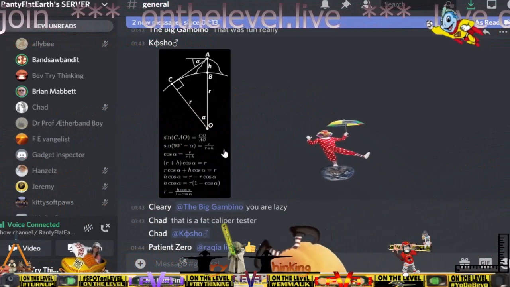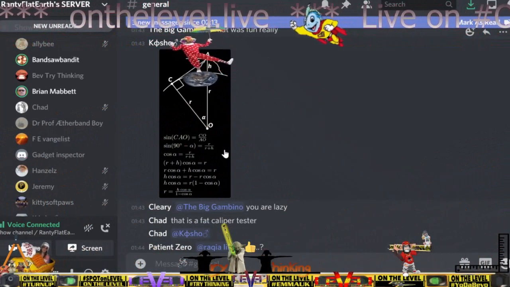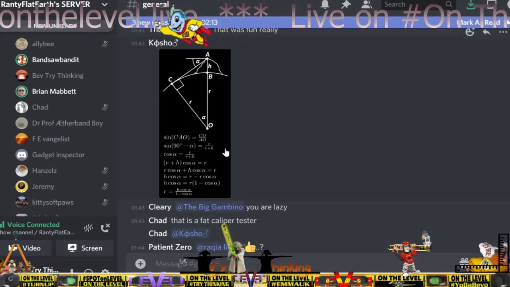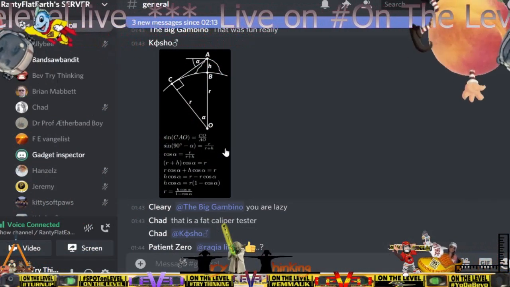So it doesn't prove R, but it lets you measure it. So it gives you a measurement for R. Wouldn't that be proving it? That doesn't make sense.